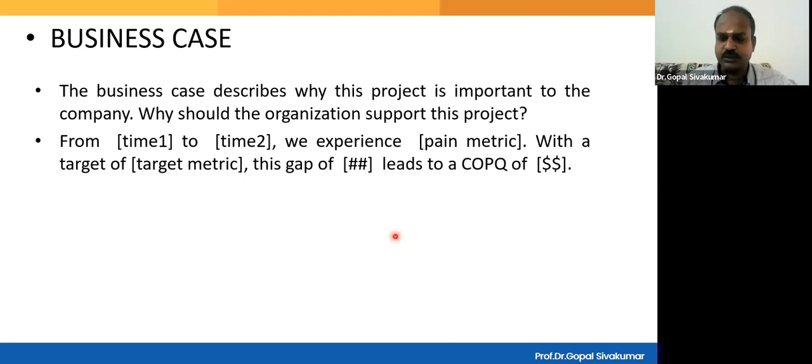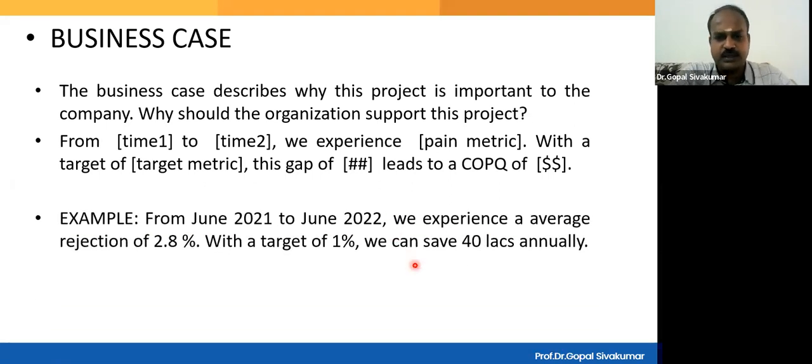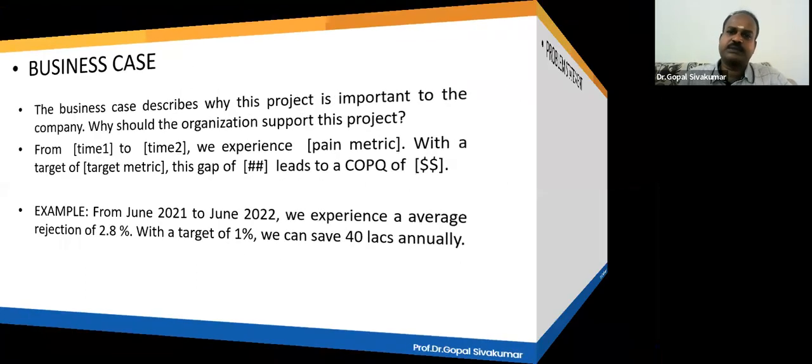So this is a template for a business case, and here is an example in line with that. From June 2021 to June 2022, we experienced an average rejection of 2.8%. So there is some kind of manufacturing or assembly process where the rejection is 2.8%, and with a target of 1%, it is estimated that the company can save 40 lakhs annually. And now it seems to be a very good business case.